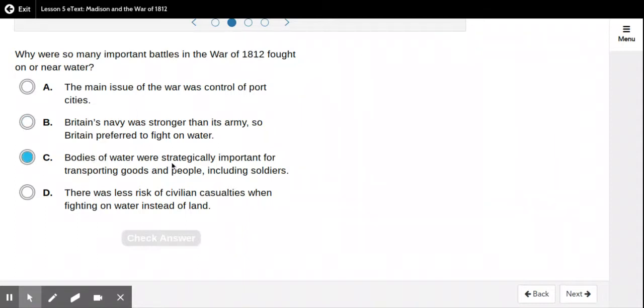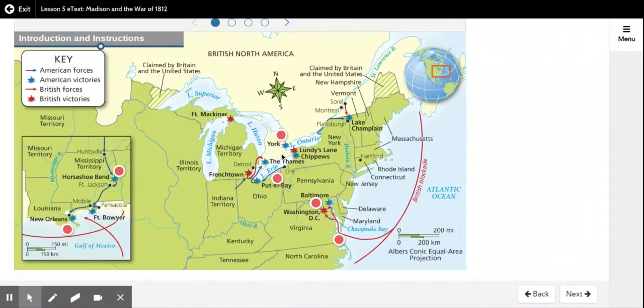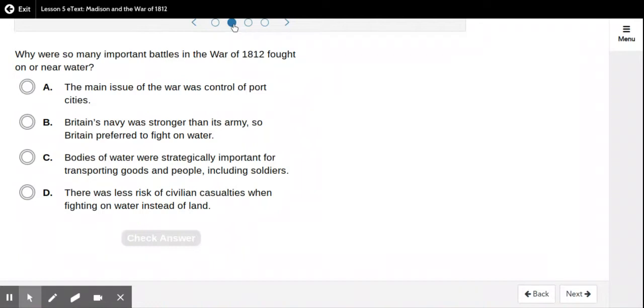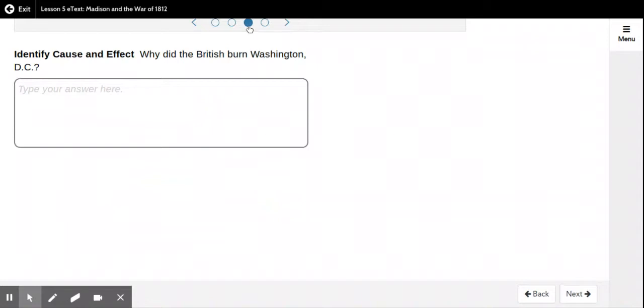The bodies of water were strategically important for transporting goods and peoples, including soldiers. The lakes, they didn't have train tracks again. The lakes go into the rivers, and the sea goes into the rivers, and that's how people get things around. If the British could control the rivers, the lakes, and the ocean, Americans couldn't get any food or supplies or weapons. And so that's why the battles were fought on water, to control the water, to control people from getting around.